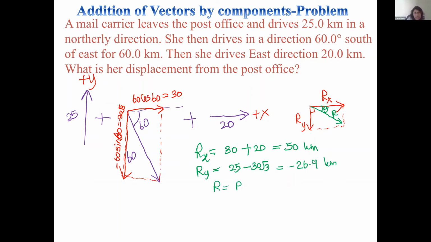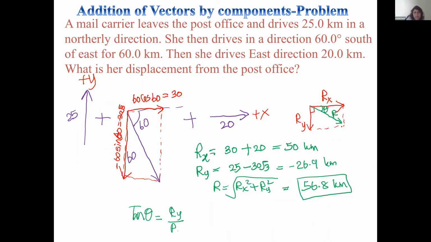So now we're going to find R by using the Pythagoras theorem. As we know, Rx to the power 2 plus Ry to the power 2, and take the root. You're going to do it, and I get around 56.8 kilometers. So that's the magnitude of your vector. So now I need to find the direction. Direction we will be able to write, as we know, tangent of theta is equal, in this case, to Ry over Rx. And then plug those numbers in and find the theta angle. Let me do it actually.